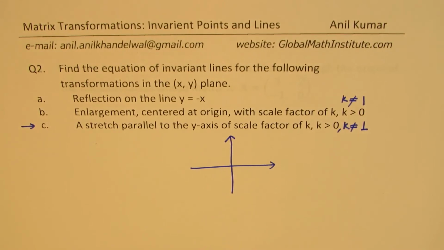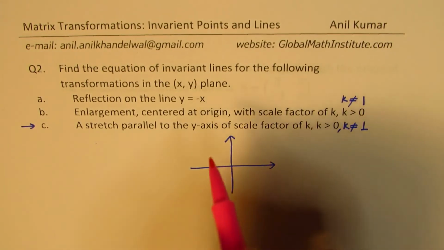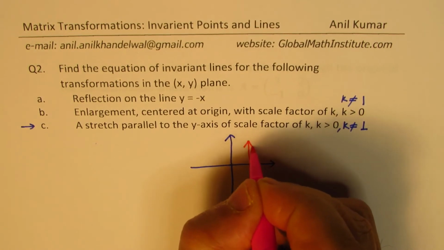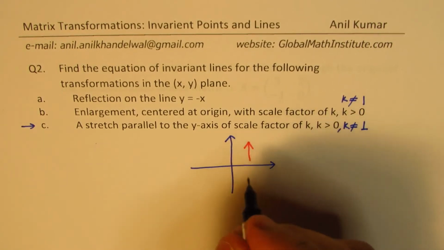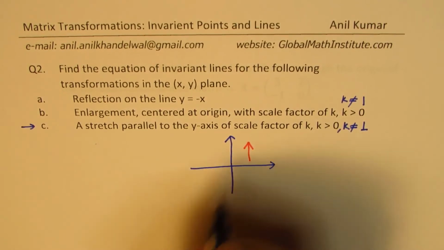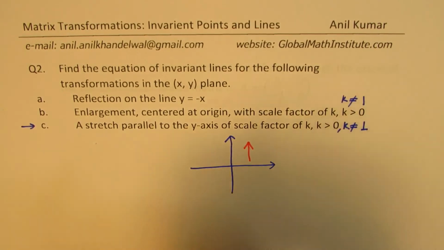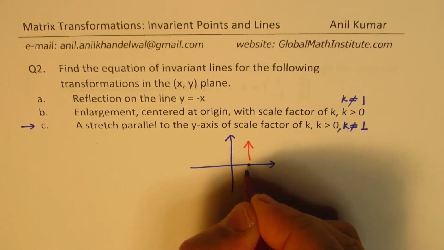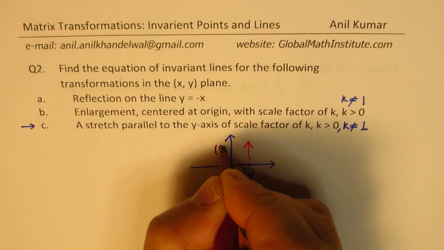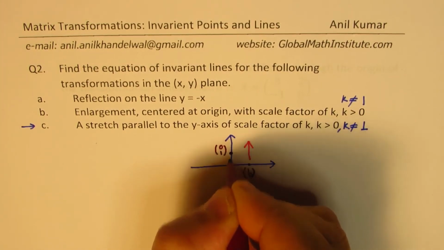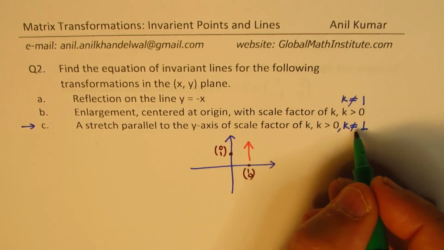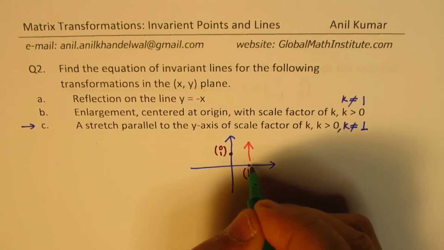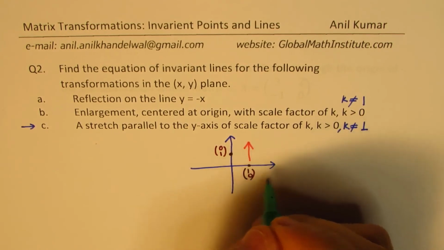When we say a stretch parallel to the y-axis, that means we are stretching in this particular direction. And if you do that, what happens to any point? Well, let's consider two of our critical points which we always take. The points are (1, 0) and (0, 1). So if you stretch them vertically by a factor of k, what will happen?